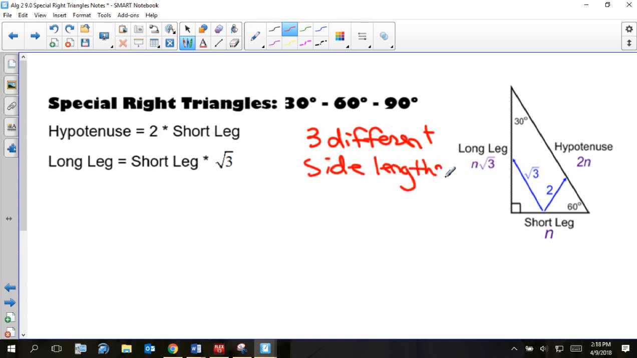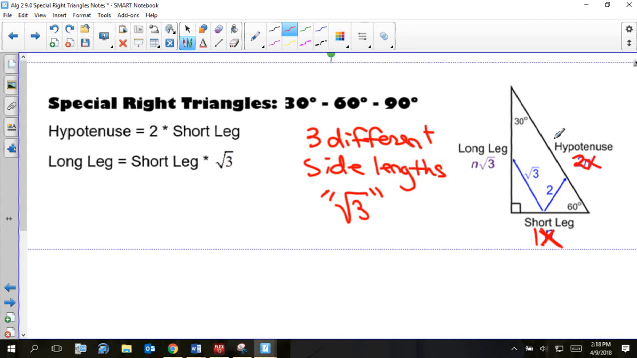Because we have three different angles, we have three different side lengths. So the radical that you'll see me using for the 30, 60, 90 is square root 3, because we have three different side lengths. They have ends. I'm going to use x's. My short leg I'm going to call 1x. My hypotenuse I'm going to call 2x.